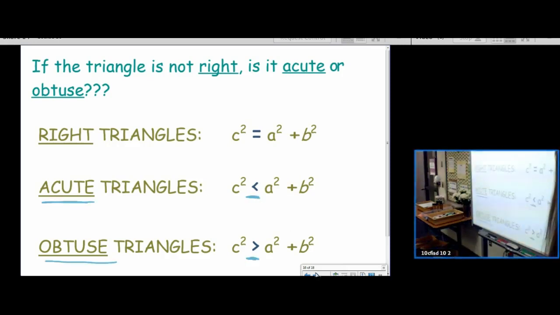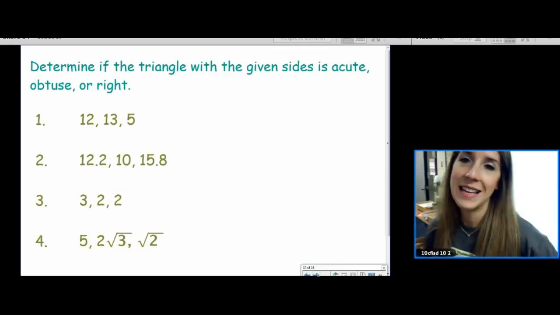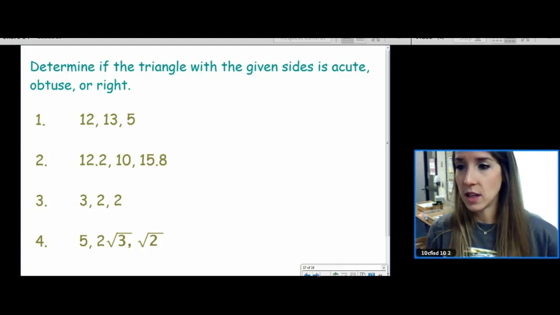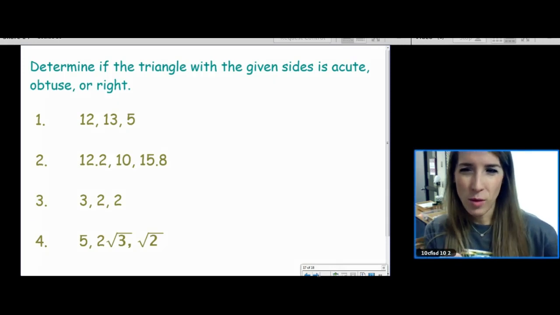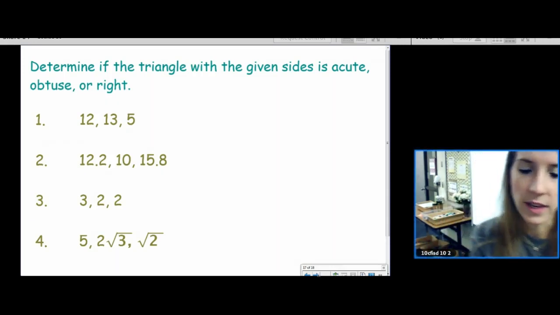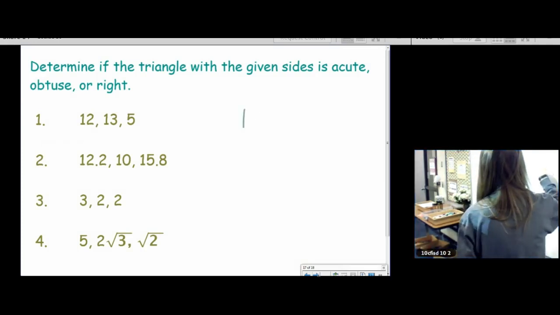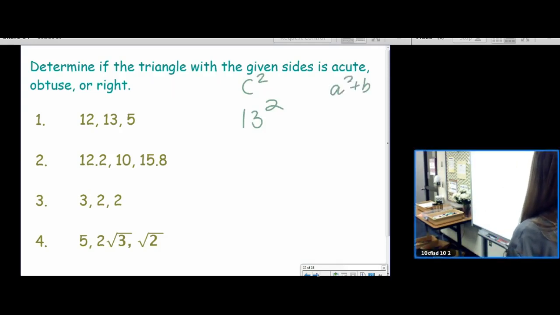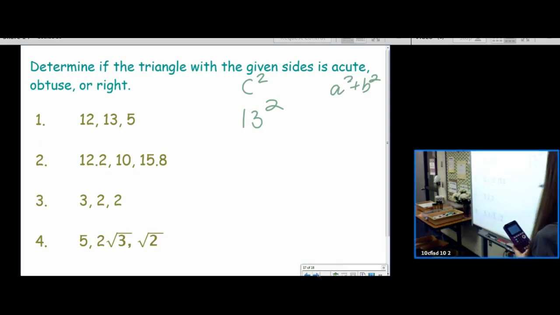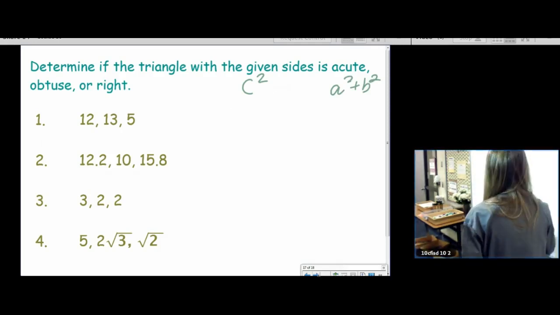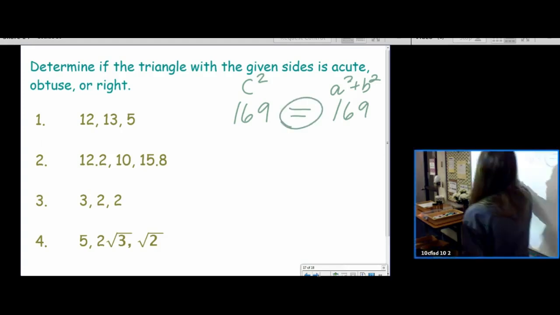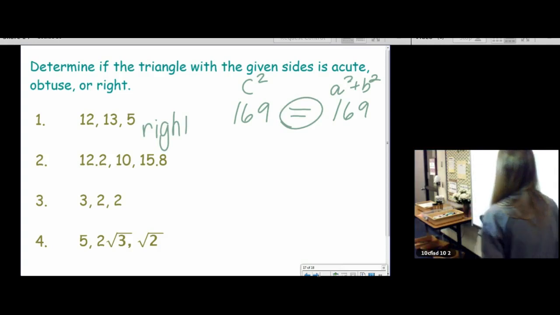Let's try some examples. I'm giving you some lists of side lengths of triangles, and using our new Pythagorean Theorem Converse, we want to decide if it's acute, obtuse, or right. Do you recognize number 1? It is a Pythagorean triple. It is right. I'll give it away. But this is how we do it. You do c squared, and then you do a squared plus b squared, like we did on the first two. C squared, I'm going to go ahead and write the actual value, is 169. 12 squared plus 5 squared is 169. Since they're equal, the answer to the problem is right.